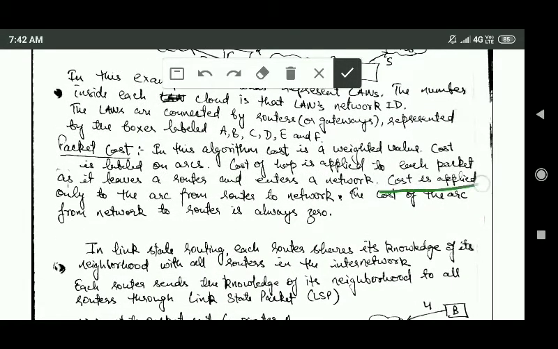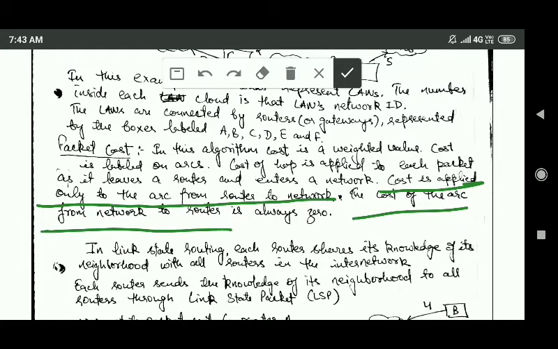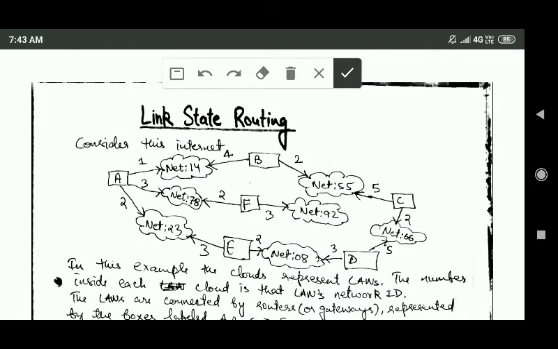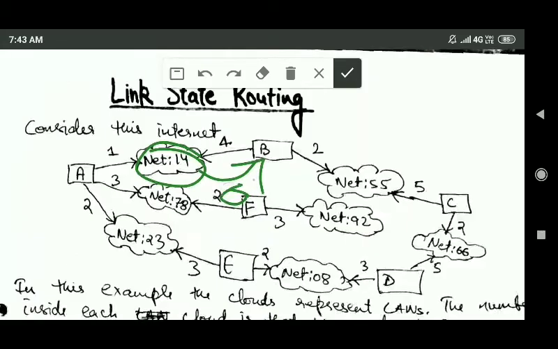So the cost is applied only to the arc from router to network, and the cost of the arc from network to router is always 0. So as you can see here, the cost is applied only when a packet leaves a router and enters the network, right? So when a packet leaves a network and goes to the router, then in that case the cost will be considered 0.